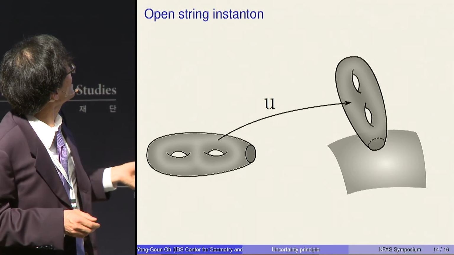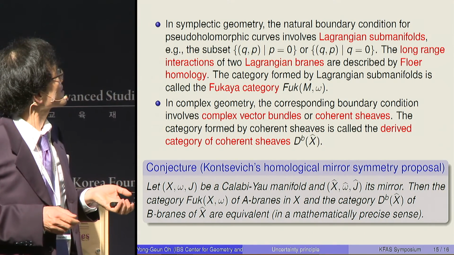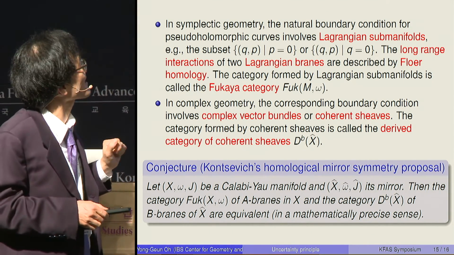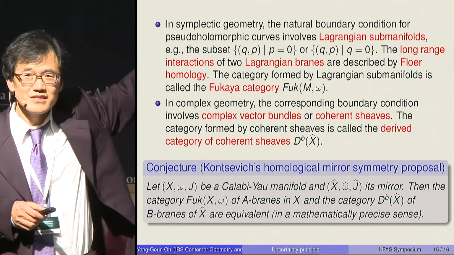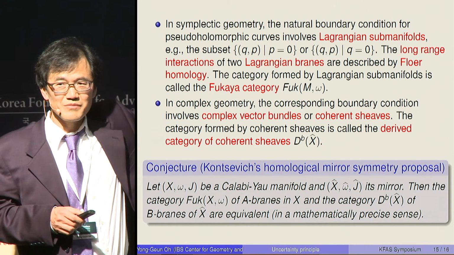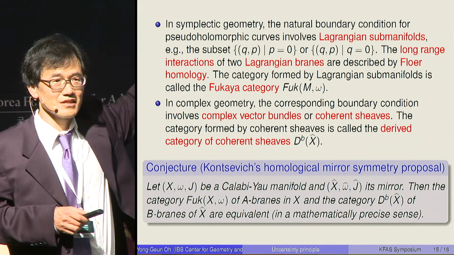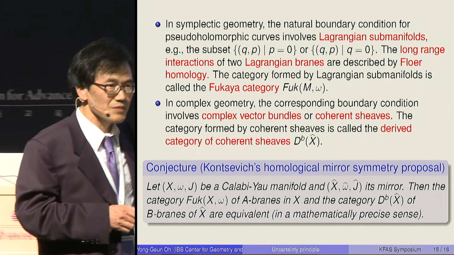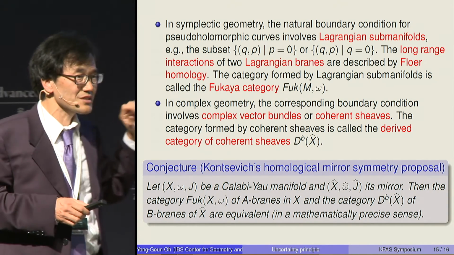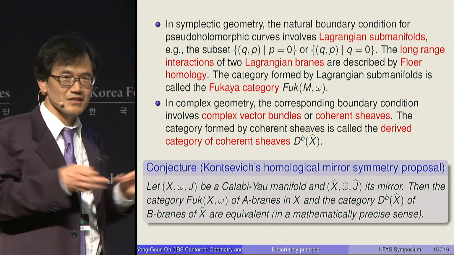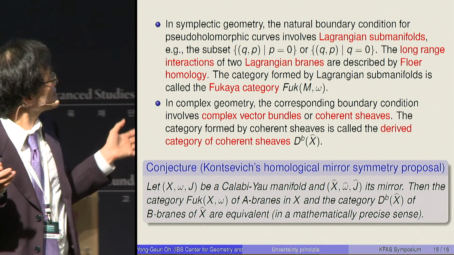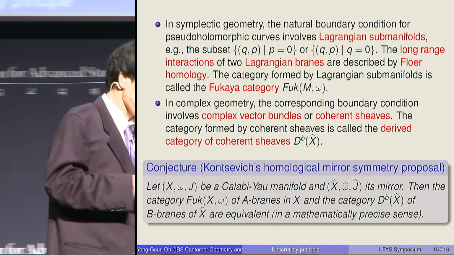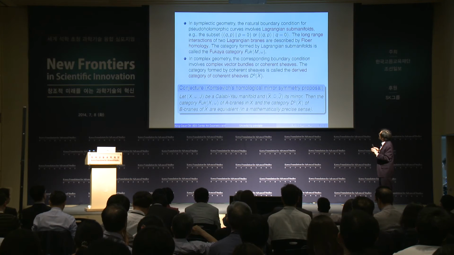And in symplectic geometry, the natural boundary condition for pseudo-holomorphic curves involves so-called Lagrangian submanifolds. I'm sorry to be technical. However, you can imagine the set of particles with zero momentum in phase space. The dimension of such a space is exactly one half of the ambient space. Or you look at the set of particles with fixed positions. These are typical, very naive examples of Lagrangian submanifolds. What's important is understanding the long-range interaction of these two Lagrangian submanifolds. The long-range interaction of these Lagrangian submanifolds is described by Floer homology. This Floer homology is the kind of thing I have been working on for the last 20 years. So that's the only thing I can say about it here.